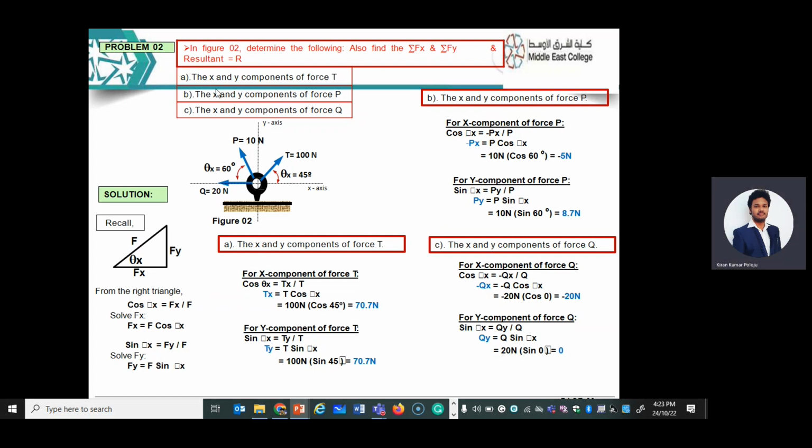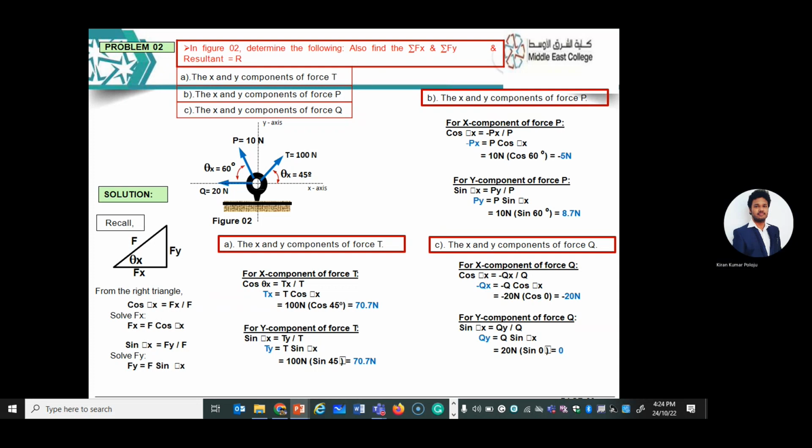So here in this question it is clearly asked to determine the X and Y components. Therefore, for each force, you have to calculate force in the X direction and force in the Y direction. Force in the X direction means cos theta, Y direction means sin theta. So for each force, you are calculating the X direction and Y direction. For the Q force, it is a horizontal force. Therefore, there is no angle.